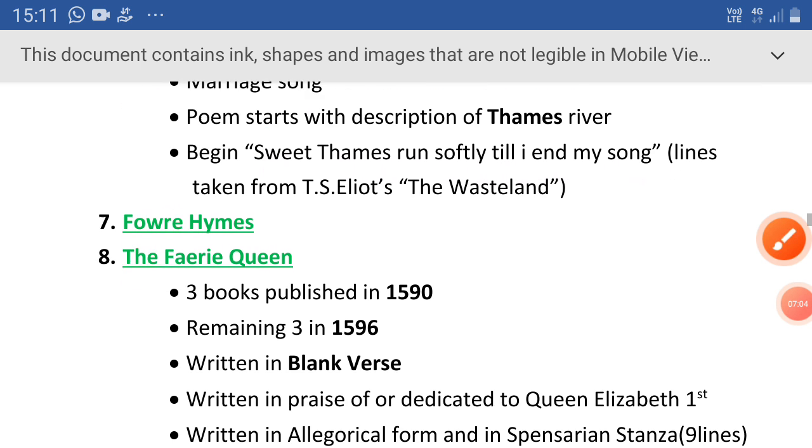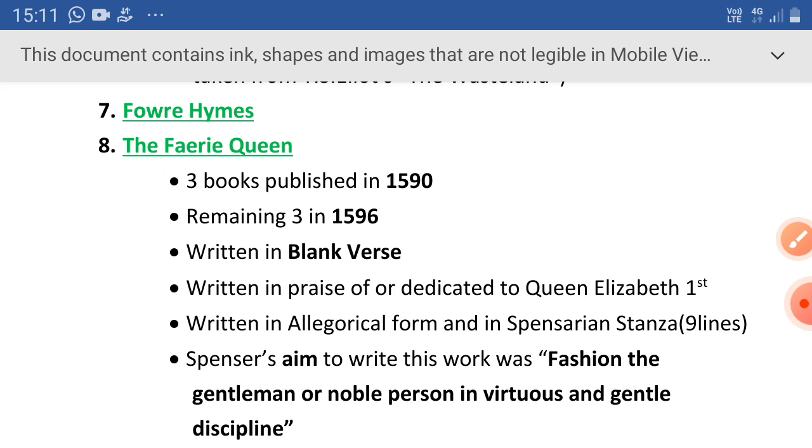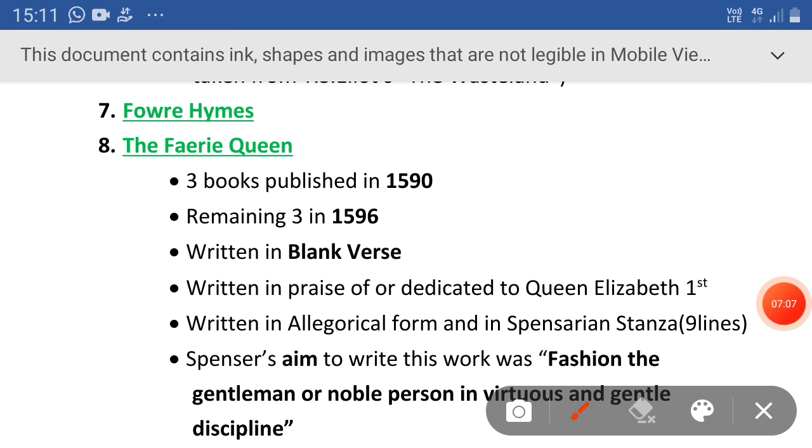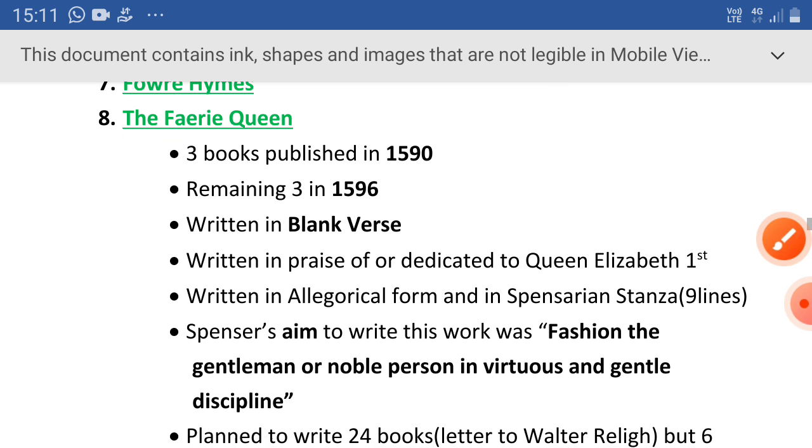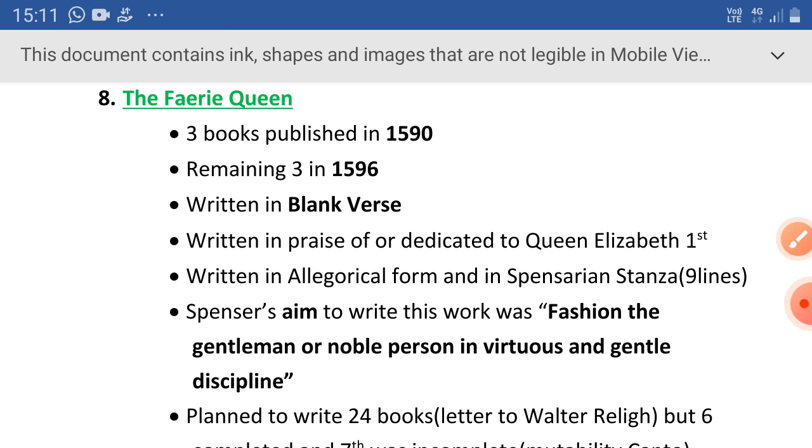So these are important points from this work. Then he wrote four hymns. Here the spelling of four is Fowre. So this is the point. Then he wrote The Fairy Queen, the most important work of Edmund Spenser, and many questions we can see in many exams from this work. So it is very, very important to give our time to this work.